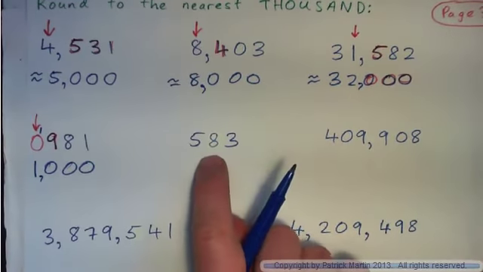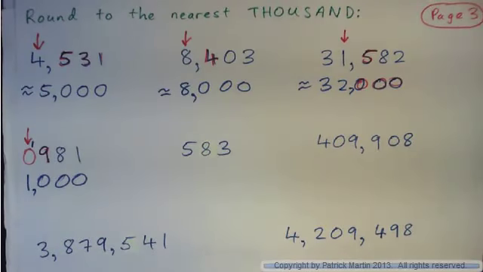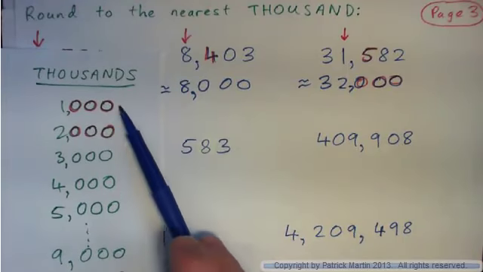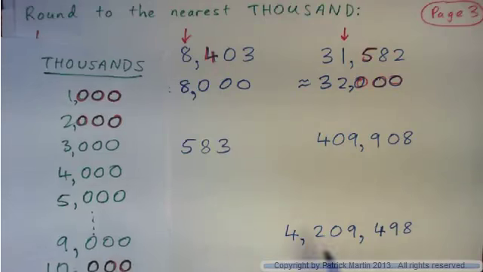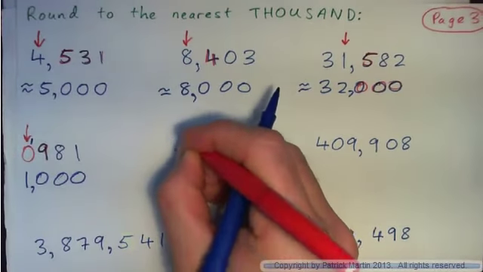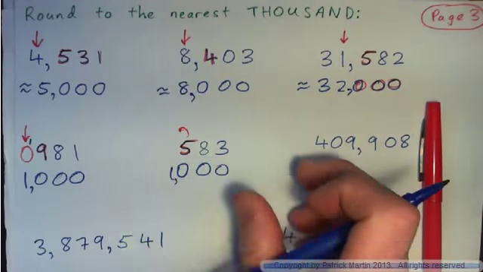Do this one by yourself. Round 583 to the nearest 1,000. It's like saying, which of these 1,000 numbers is that nearest to? 1,000, 2,000, 3,000? It's nearest to 1,000. And the 5 rounds up to 10, basically. So we get 1,000, right?